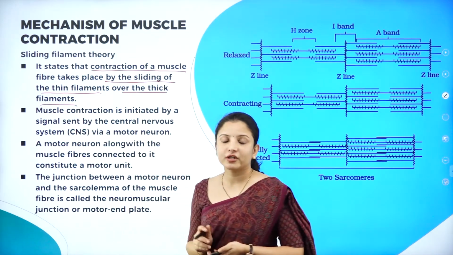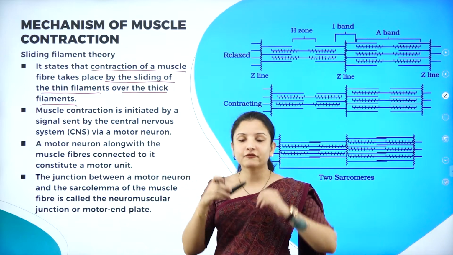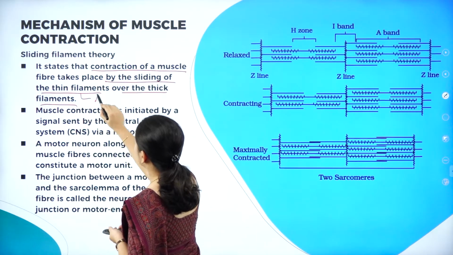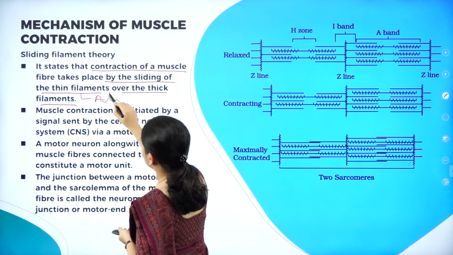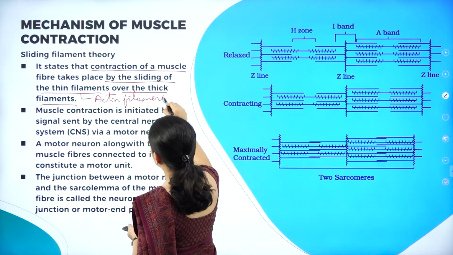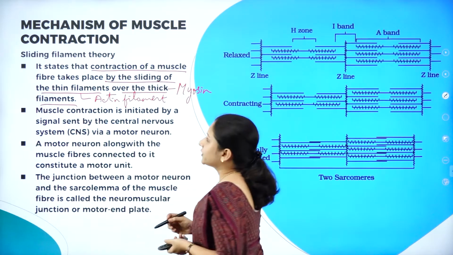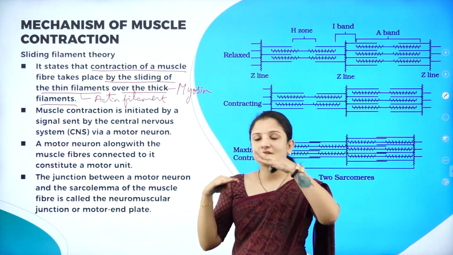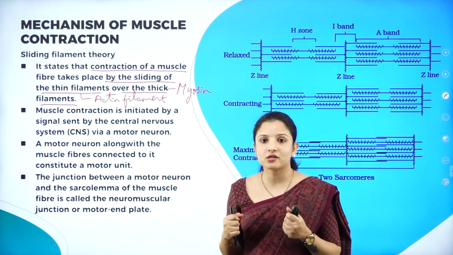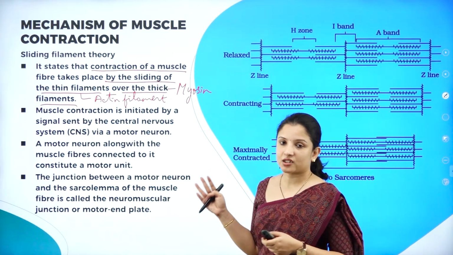So what happens during contraction? The sliding of the thin filament over the thick filament takes place. What is the thin filament here? The thin filament is the actin filament. The thick filament is the myosin filament. Therefore, the actin filaments slide over the myosin filaments, resulting in the contraction of the muscle. That is what the sliding filament theory states.